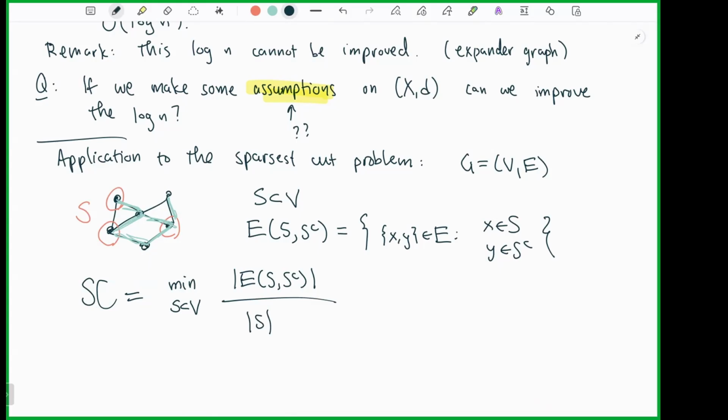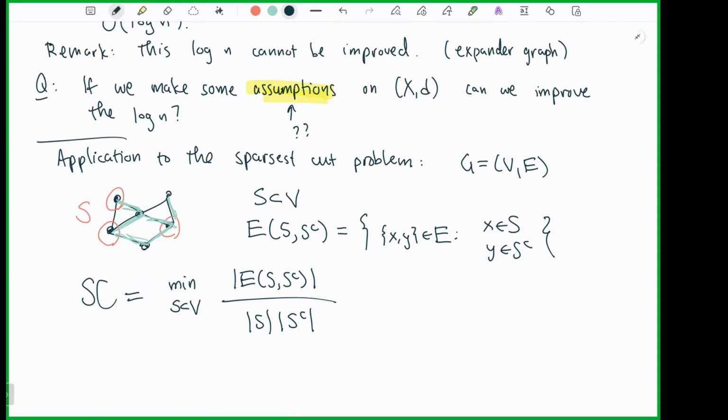And because this cut set is symmetric between S and S complement, you also divide by the cardinality of S complement as well. I guess usually the way the problem is stated, instead of having the product of these two things, you divide by the minimum of those two. But they're equivalent up to a constant. Everything we talk about will be up to constants anyways. Yeah, so this is the quantity we want to find.